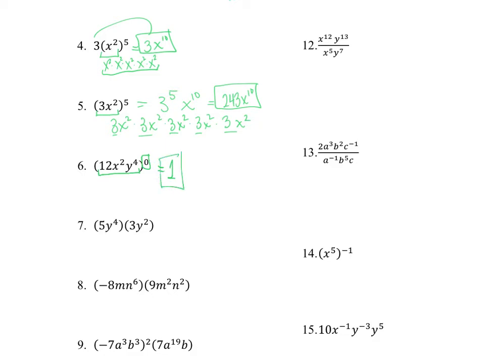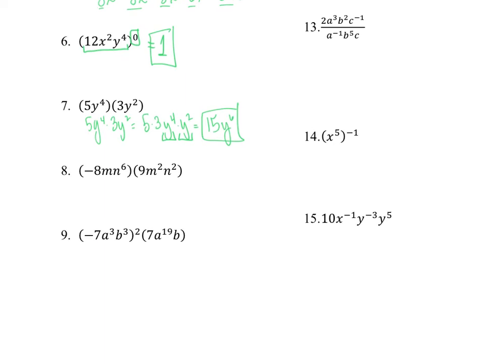For number 5, even though there's parentheses, we don't have any powers outside of them, so we really just have 5y to the 4th times 3y squared. We can rearrange that. It's a commutative property. And so we already know 5 times 3 is 15, and if we have 4 y's and 2 y's multiplied, that's a total of 6 y's being multiplied.